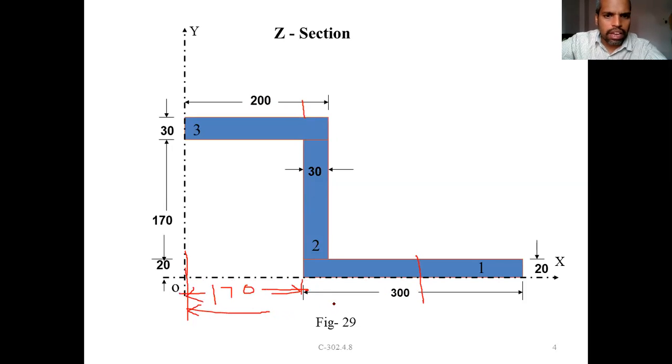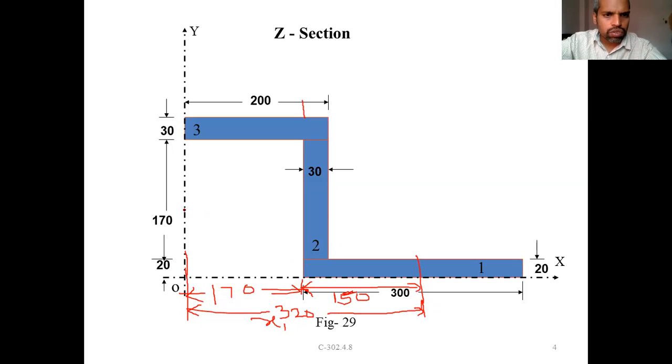This dimension is 170 and this dimension is 150. Now what is the total x? x1 is equal to from here to here, 150 plus 170, that's 320. x1 is equal to 320. So this is x1.